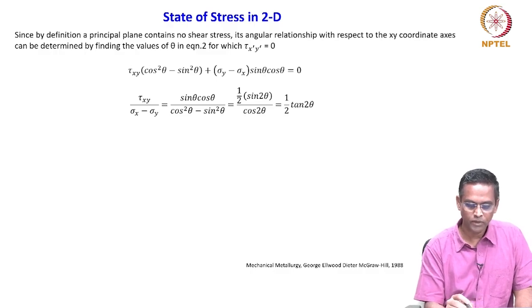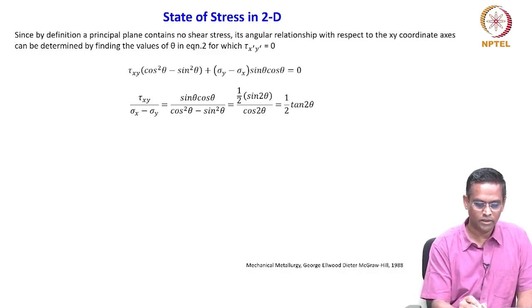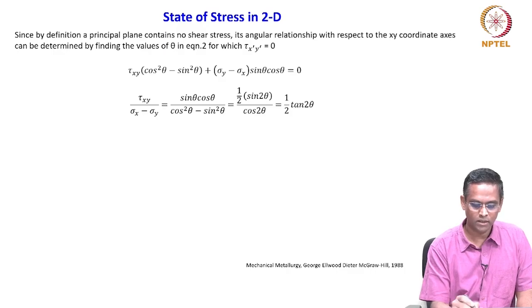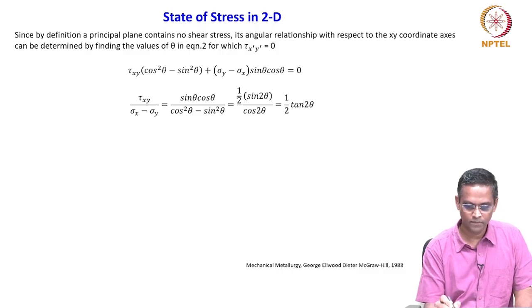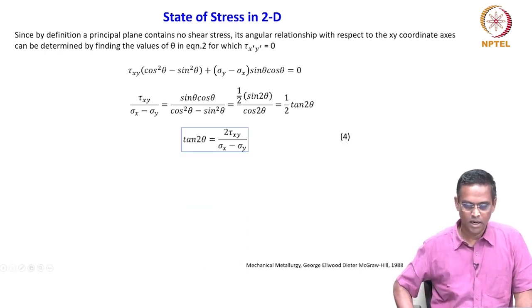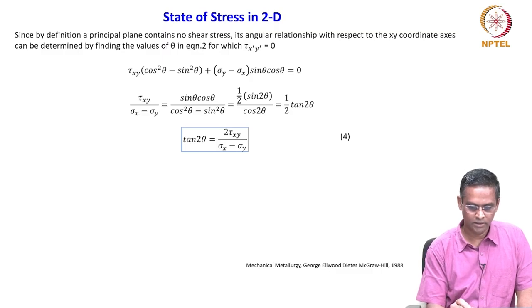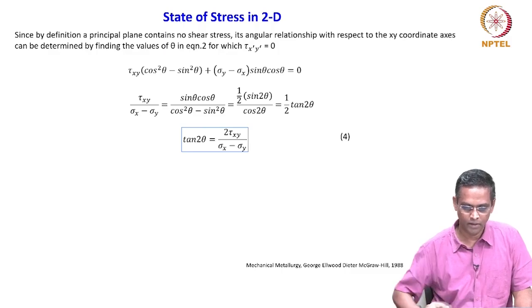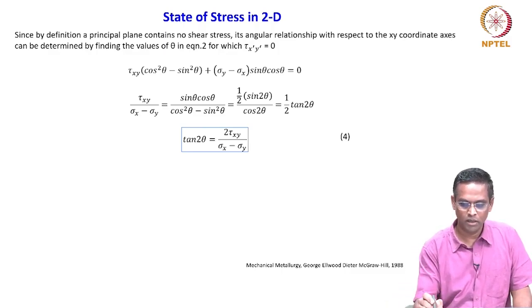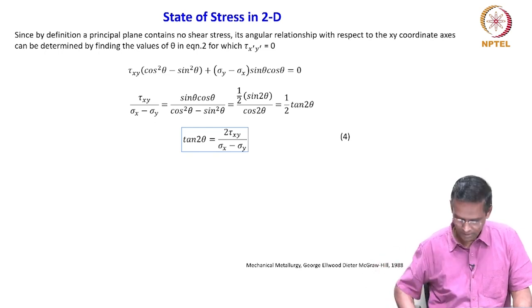So, if you do this, tau xy divided by sigma y minus sigma x, minus because it is a sine reverse here. So, sigma x minus sigma y is equal to sin theta cos theta divided by cos squared theta minus sin squared theta, which can be written as this. Okay. Then this can be written as half tan 2 theta, and finally tan 2 theta is equal to 2 tau xy divided by sigma x minus sigma y. Okay. So, this is the angular relationship we are talking about with respect to these stresses.